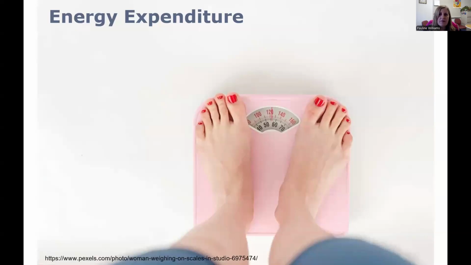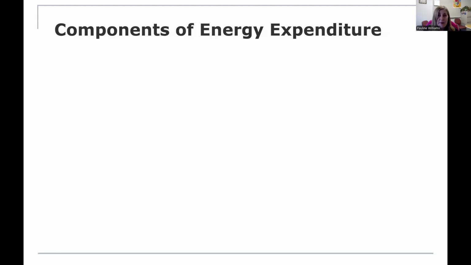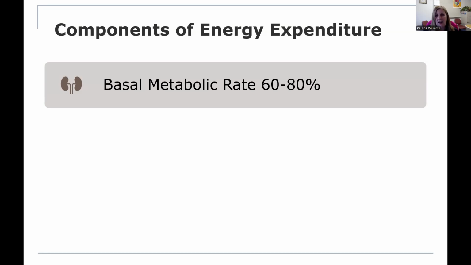In this very brief video, we are going to go over the components of energy expenditure and the concept of energy balance. There are three basic components to energy expenditure. First is basal metabolic rate, or BMR. This is just the energy expended by living. But your basal metabolic rate is affected by many things.